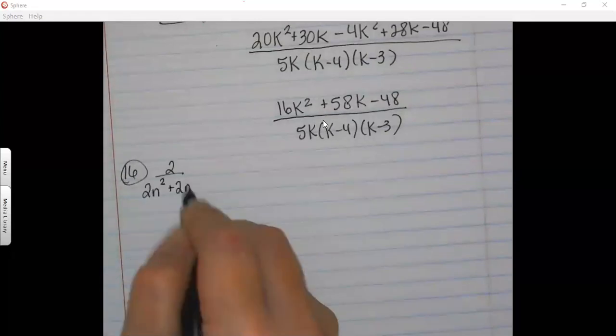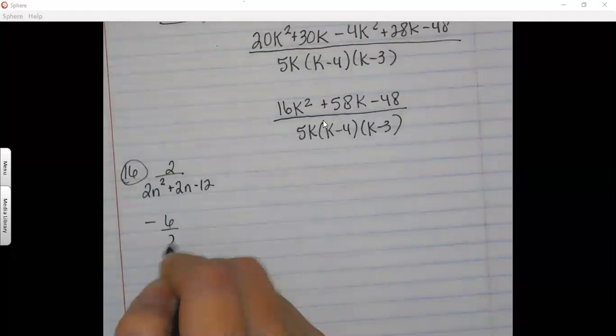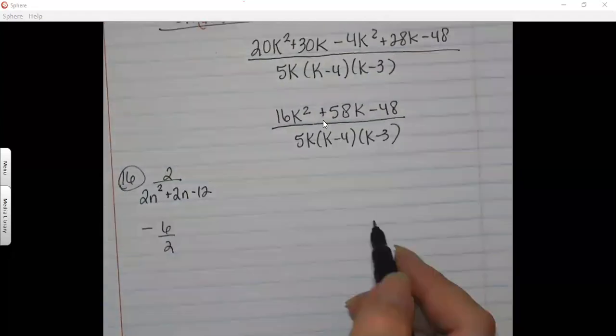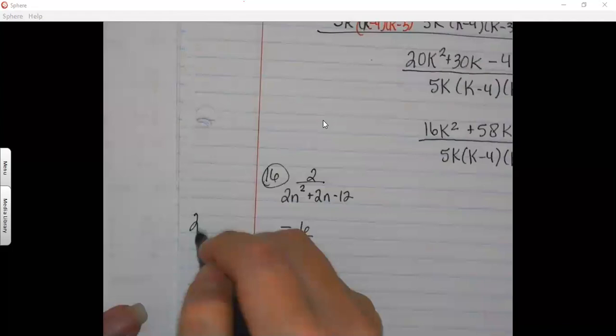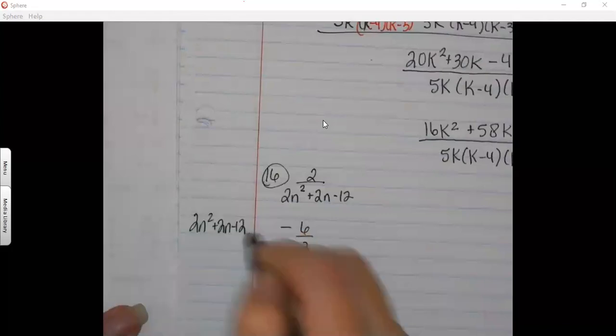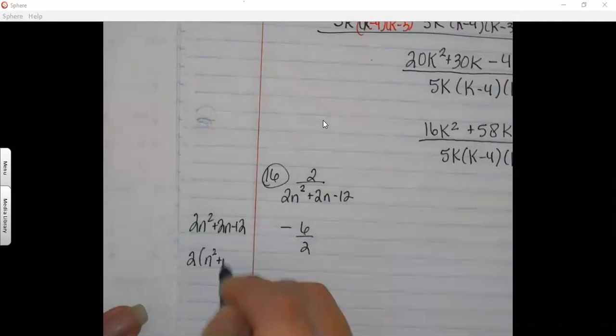All right, so before I get a common denominator, I'm going to factor my 2n squared plus 2n minus 12. I'm going to do it over here. 2n squared plus 2n minus 12. I already see I have a GCF of 2. So I'm going to factor that out. And so I have 2 times n squared plus n minus 6.